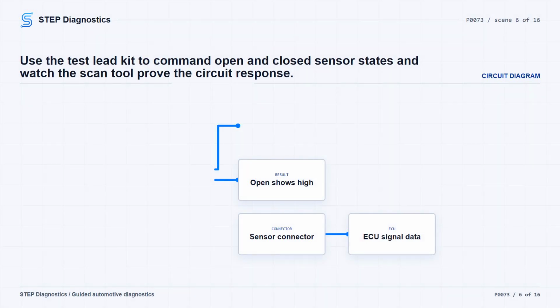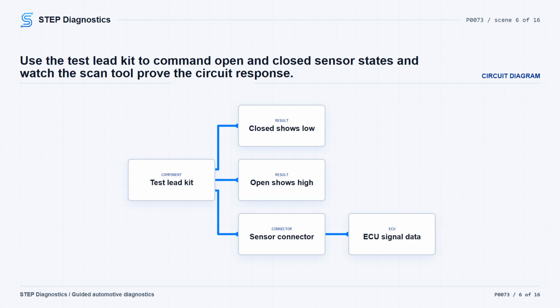One complete way to prove the circuit is with the electrical test lead kit. Connect the test lead to the temperature signal and sensor ground circuits at the temperature sensor harness connector. Move the switch between open and closed while watching the scan tool. Open should make the circuit high fault set, and if voltage data is available, the voltage should be 5.0 volts when switched to the open position. Closed should make the circuit low fault set, and the voltage should be 0.0 volts when switched to the closed position.